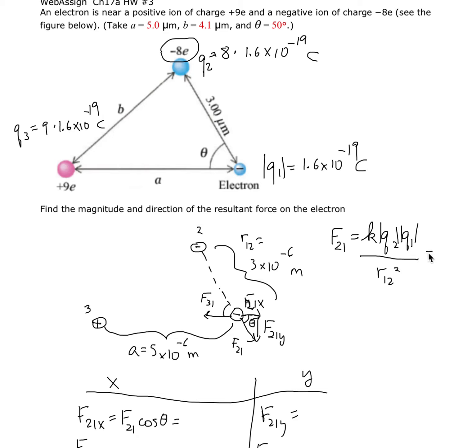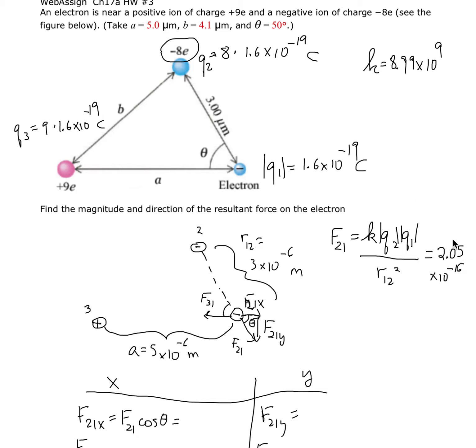Okay, so now we know everything to plug in here. K is Coulomb's constant, K is 8.99 times 10 to the 9. So we plug in K, we plug in Q2, which is right here, plug in all those numbers, multiply by all these numbers, and then divide by this number, 3 times 10 to the negative 6, which you must square. Once you do that, you're going to get approximately 2.05 times 10 to the negative 16.